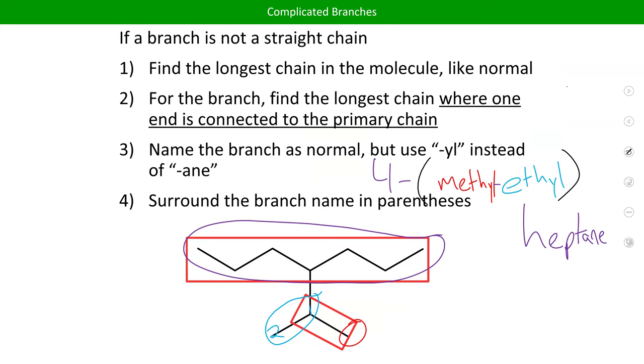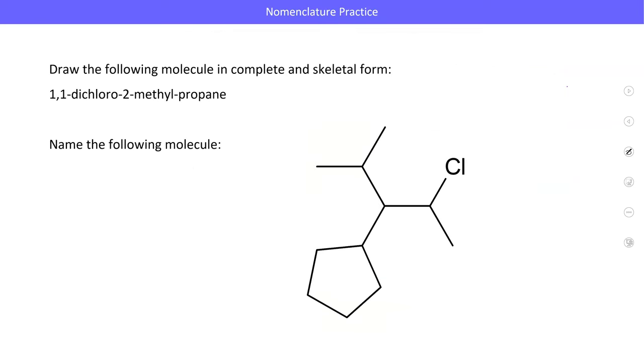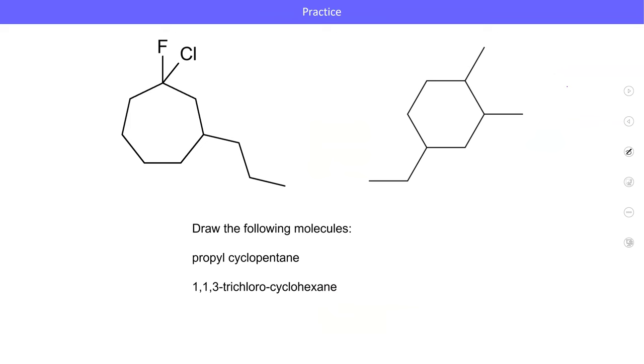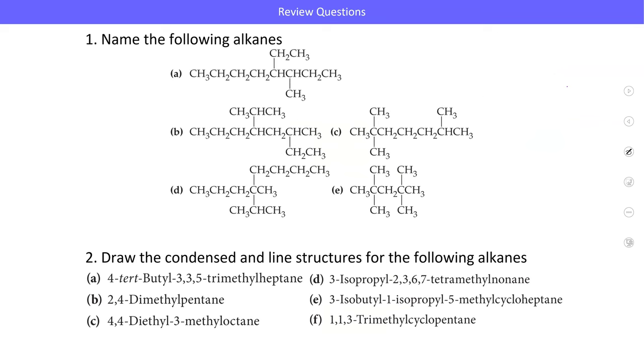All right, so with that in mind, using those prefixes, let's go back to this. And again, I grabbed this out of a textbook. So it has iso. So isopropyl is the same thing as methyl ethyl in parentheses. And isobutyl, methyl propyl.